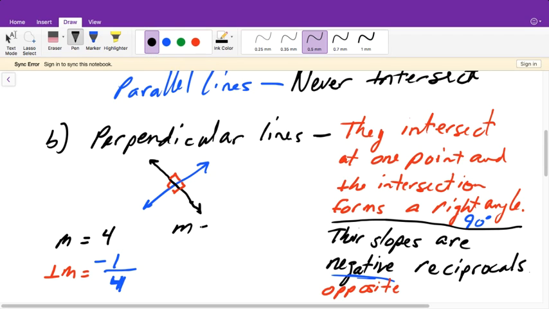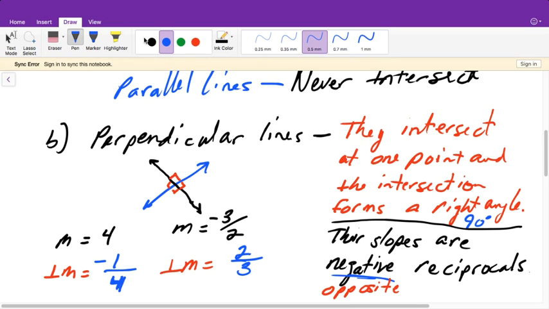So if I give you a slope that is, say, negative 3 over 2, and I ask you what is the slope that is perpendicular to this? Well, first we take its reciprocal. So we flip it. So it becomes 2 over 3. And then we're taking the negative of it. So since it was negative to begin with, this perpendicular slope is positive.